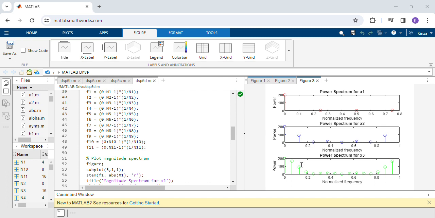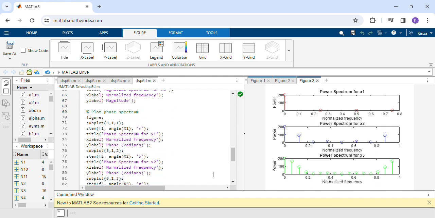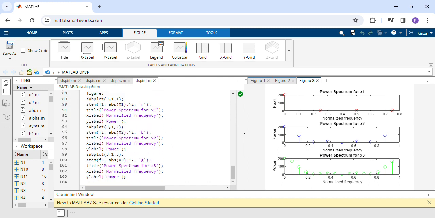Each subplot or figure is appropriately labeled with titles indicating the spectrum type and the signal name. Axis labels indicate the normalized frequency and corresponding spectrum value, magnitude, phase, or power. This code provides a comprehensive visualization of the frequency domain characteristics of each signal, including its magnitude, phase, or power spectra. This information is crucial for understanding the frequency content and distribution of energy in various signals.